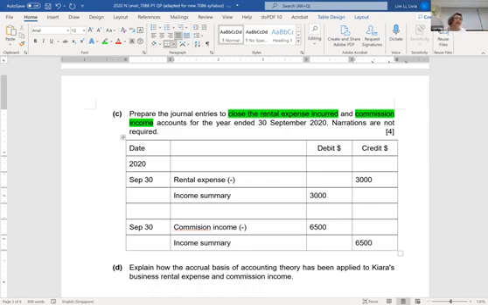All right. I hope looking at these two questions will help you to kickstart your memory on what to do when there's income and expense. All the best.